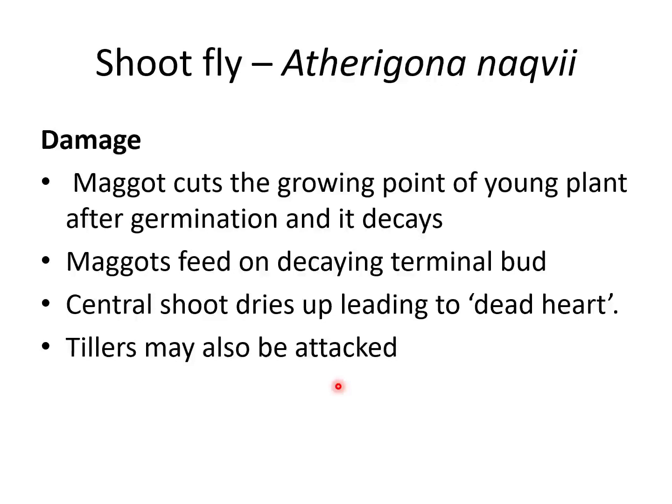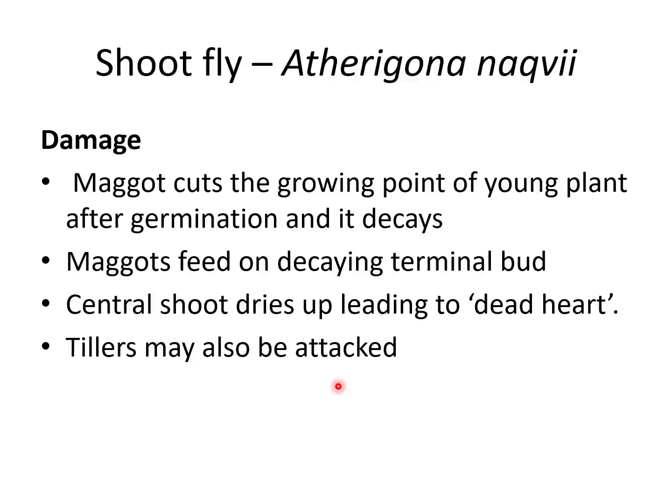This Atherigona naqui maggots, the maggots emerging from hatching out of the eggs, cut the growing point of the young plant. Once the growing point is damaged by the maggot, the growing point starts decaying, and the maggot starts feeding on this decaying terminal bud. As this terminal bud is damaged, the central shoot dries up and leads to the formation of dead heart. It not only feeds on the main shoot, it feeds on the tillers also.